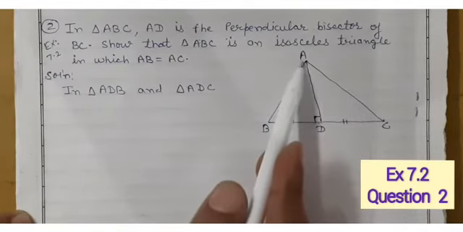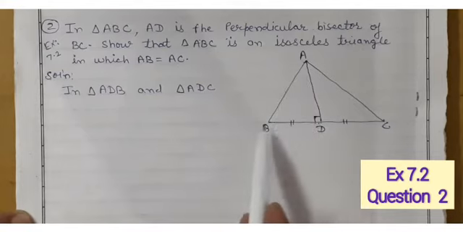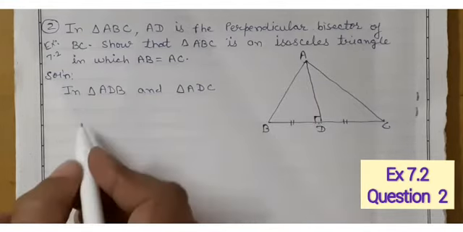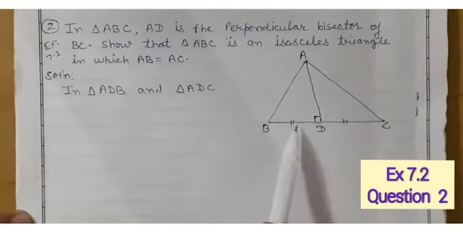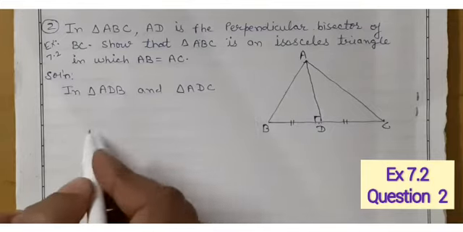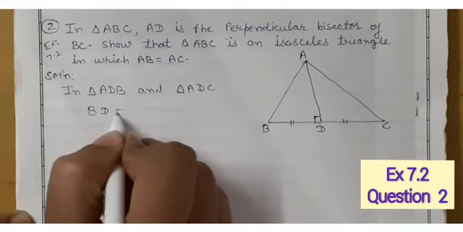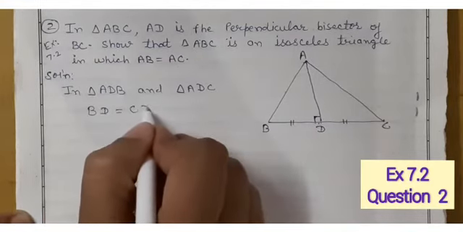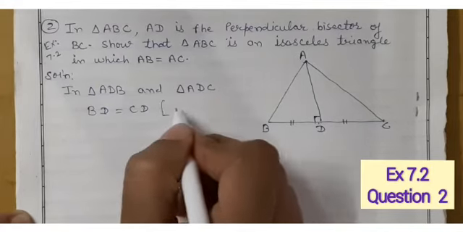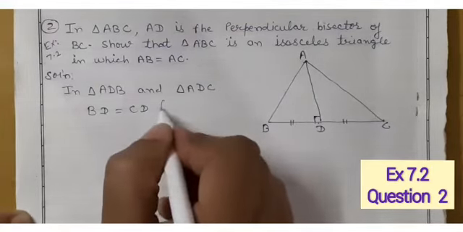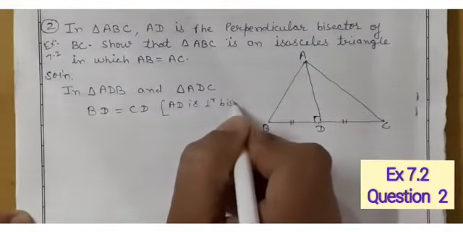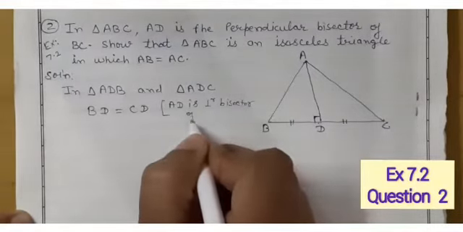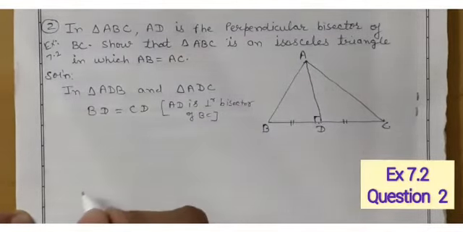So I am taking two triangles, ADB and ADC. In these triangles, what is given? The perpendicular bisector is given to you. One side is given: BD is equal to CD. This is the reason: AD is the perpendicular bisector of BC.